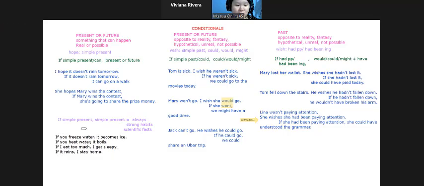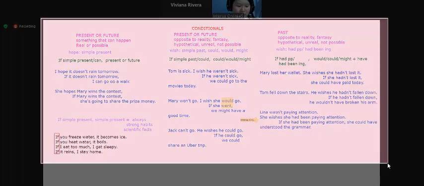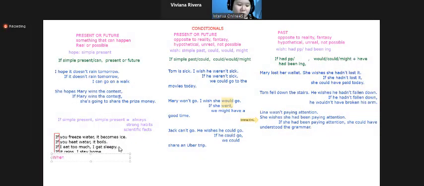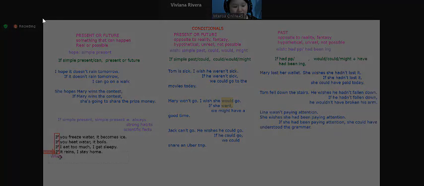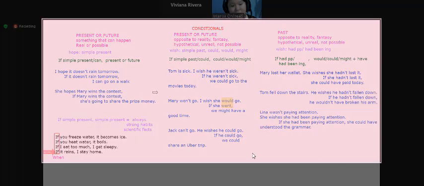Okay, so, es más, cuando usamos esta gramática, when we use this grammar, de simple present con simple present, incluso podemos sustituir if con when. Okay, esa es una particularidad de esta gramática. Okay, for example, si usamos when, para todas las oraciones es lo mismo. When you freeze water, it becomes ice. When you heat water, it boils. When I eat too much, I get sleepy. When it rains, I stay home. So yeah, incluso puede sustituir con when. Okay, that was one of the annotations here.